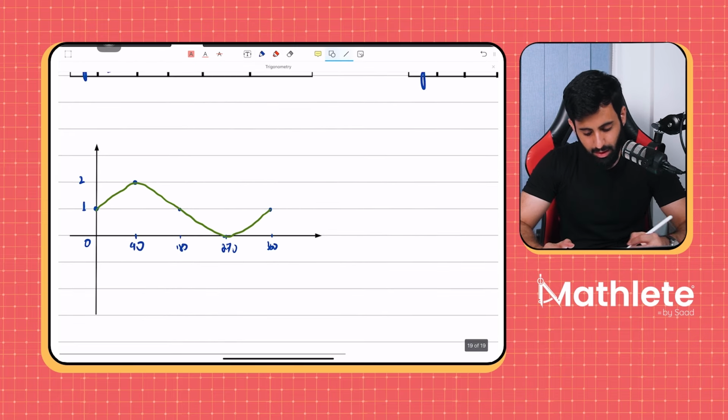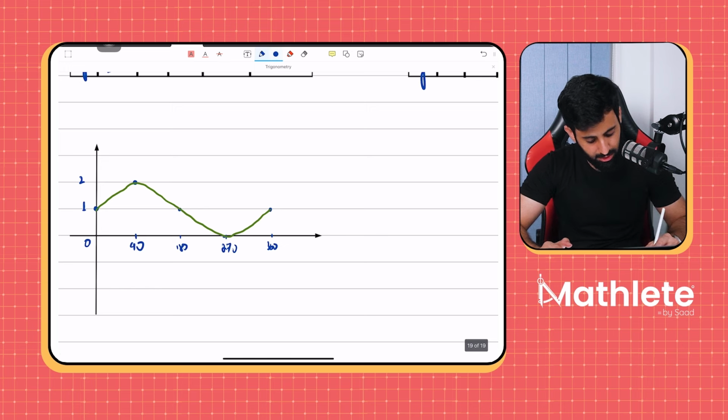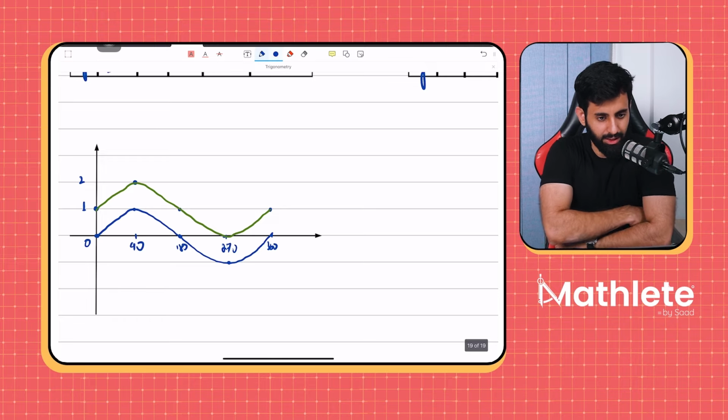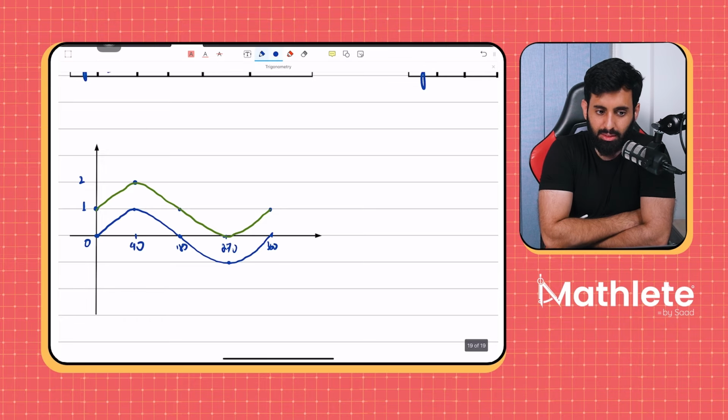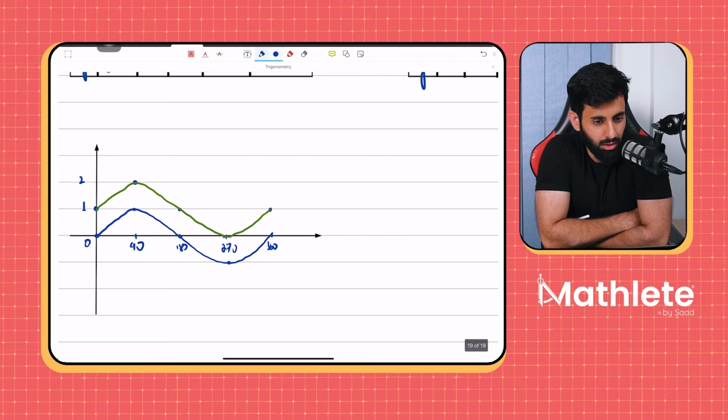So basically, if we compare this with the original shape of sine, how would you describe what has happened? This is what the original shape of sine is. So what exactly has happened? It has been translated. Okay, there has been a vertical translation of 1 unit. So this is how you compare the two.